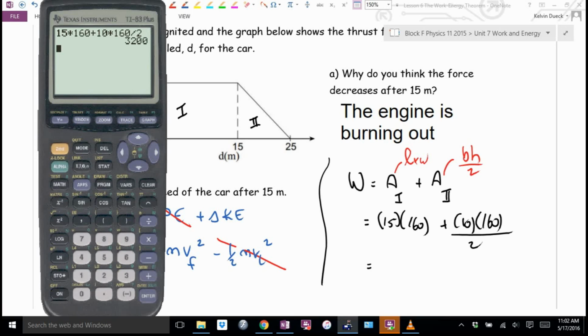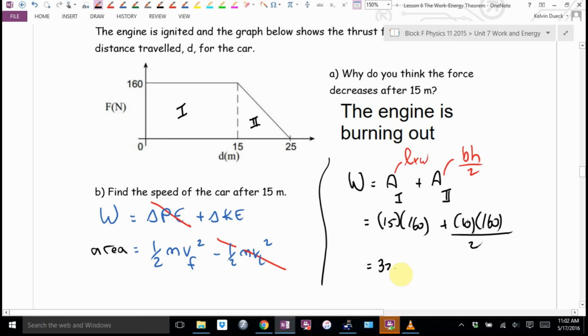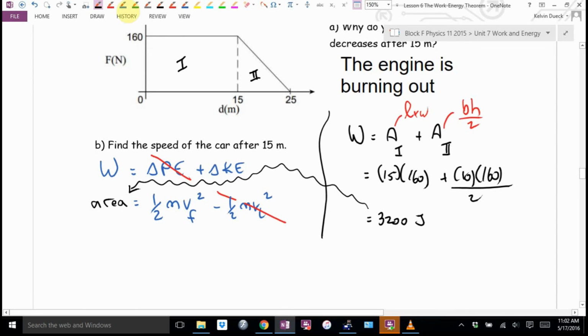Do you get 3,200? Anybody else? Yeah. That number can go right there. We can say 3,200 equals a half m v final squared.